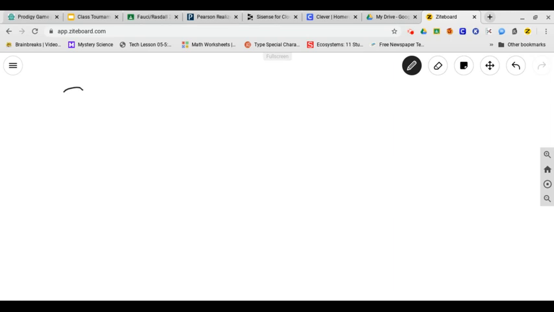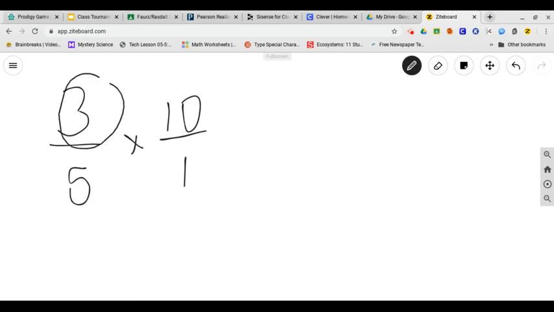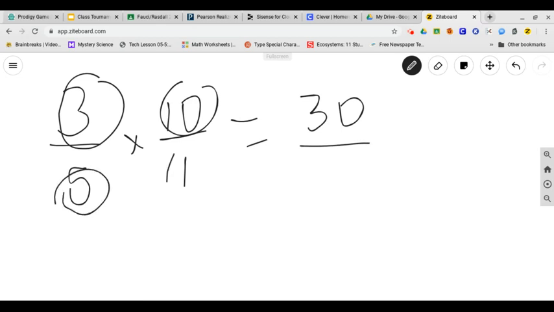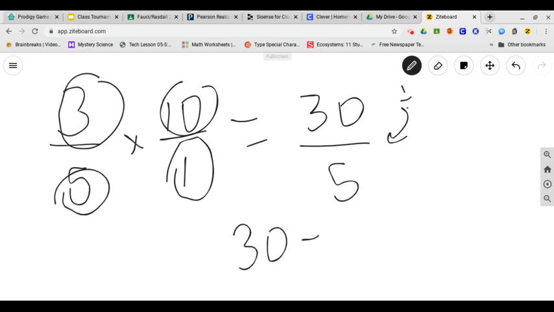Let's try 3/5 times 10. This one I'm just going to put the whole number over 1. Do the 3 times 10 first, which is 30. Then do the 5 times 1, which is 5. And this fraction line here means division always. So it's really saying 30 divided by 5, which is 6. Nice and easy.